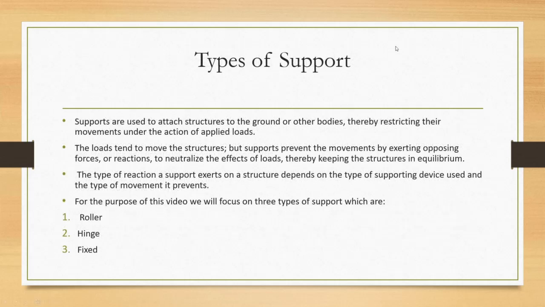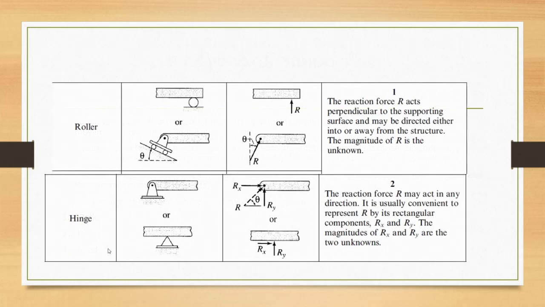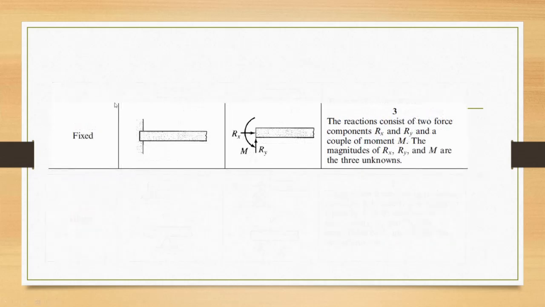So we're going to be looking at three major types of supports. That's roller support, the hinge support, and fixed support. These are the reactions for roller. These are the reactions for hinge, and the reaction for fixed.